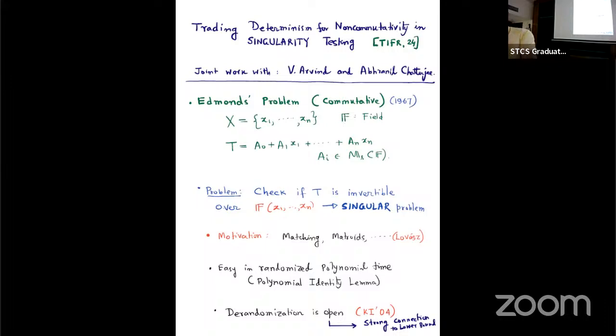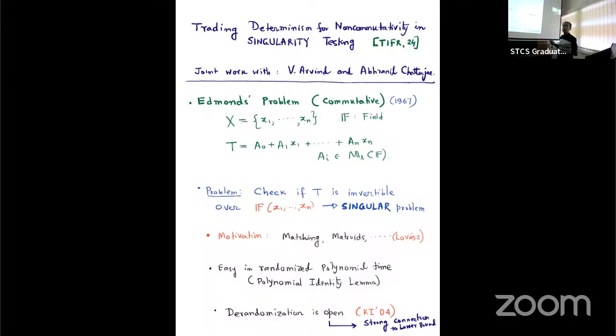As Ramakrishna says, this is about trading determinism for non-commutativity, and I need to explain what I mean by that. Let me start with this classic problem posed by Edmonds in 1967. Edmonds was interested in studying matching theory, matroids, and certain things, and he asked these very simple questions.